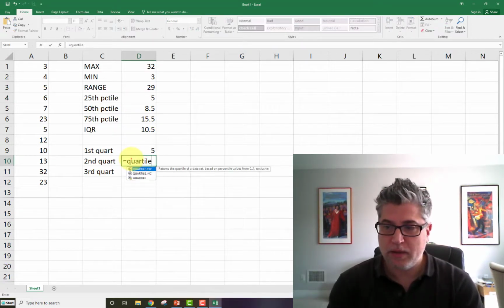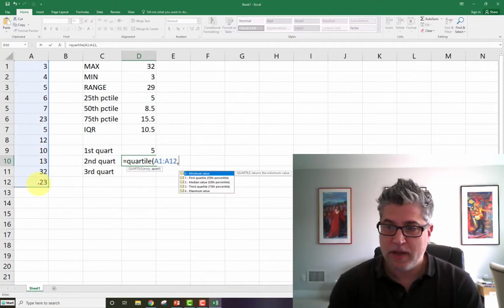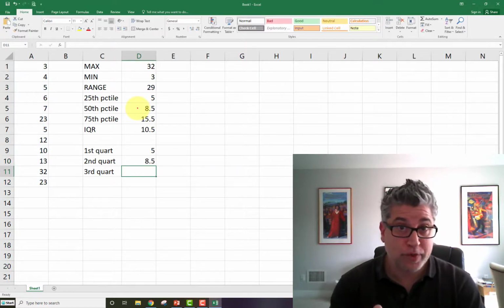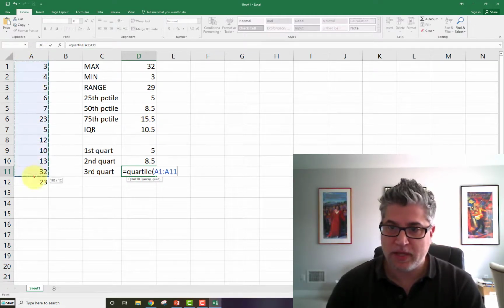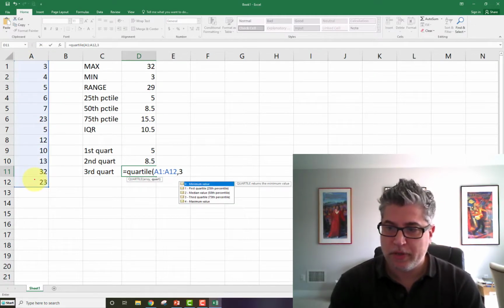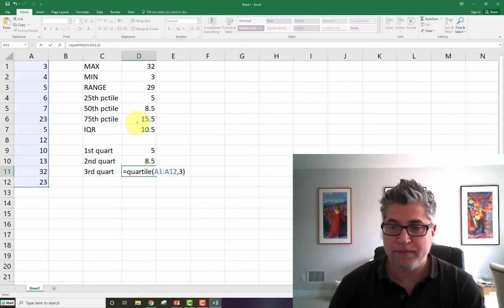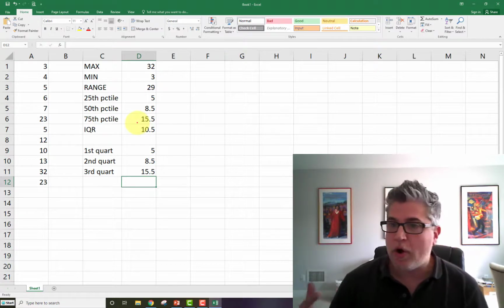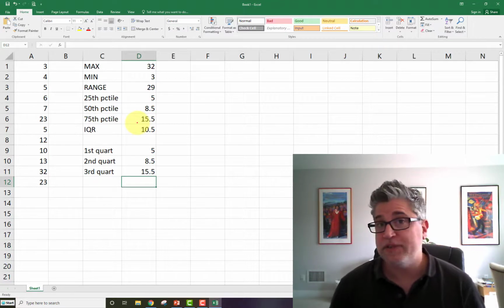Our second quartile, give it our range of data, and that would be our second quartile. It corresponds to the 50th percentile, so we should get 8.5. We do. And our third quartile, again, quartile of what? Of those numbers. Our third quartile corresponds to the 75th percentile, so we should get 15.5. And there you go. So I think it's fairly straightforward. You are now armed with the Excel skills to calculate a whole range, no pun intended, of summary statistics.